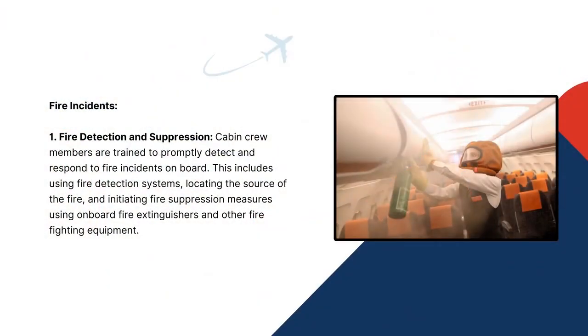Fire incidents. 1. Fire detection and suppression. Cabin crew members are trained to promptly detect and respond to fire incidents on board. This includes using fire detection systems, locating the source of the fire, and initiating fire suppression measures using onboard fire extinguishers and other firefighting equipment.